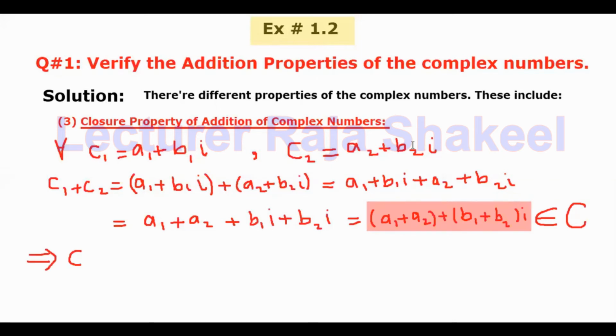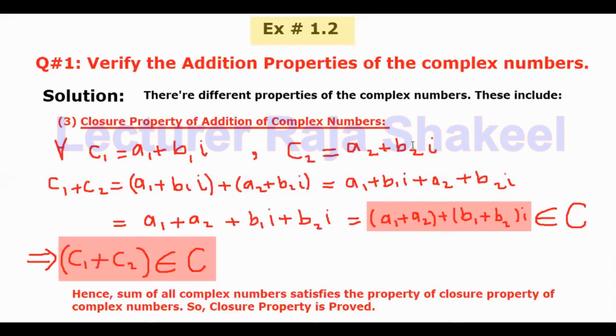Therefore, we may say that C1 plus C2, that means the sum of the two complex numbers, is a subset of the complex numbers. It means it is not going outside of the complex numbers. Therefore, we may say that hence the sum of all complex numbers satisfies the properties of what? The closure property of complex numbers. So the closure property is proved here.